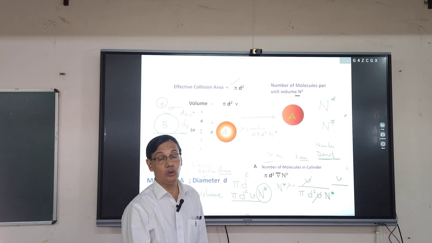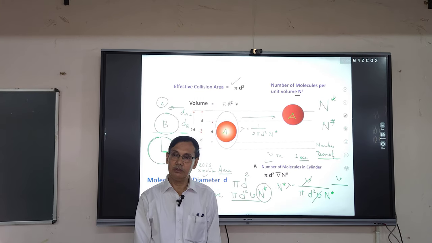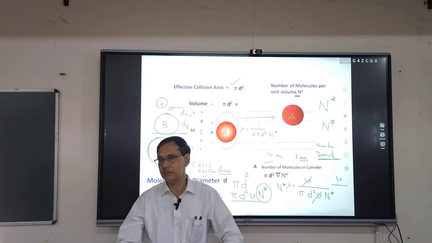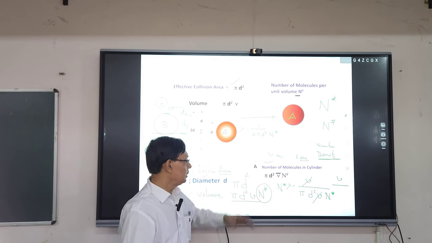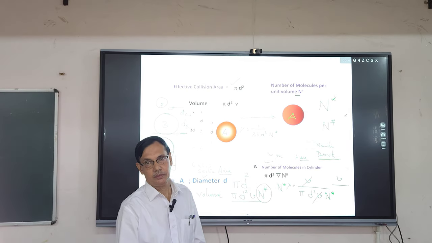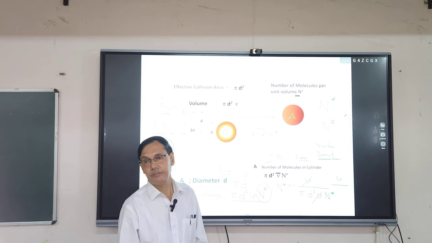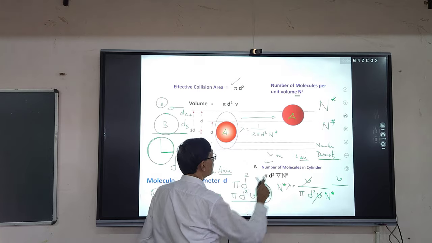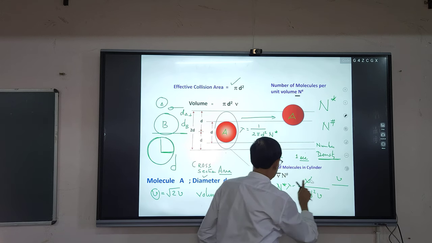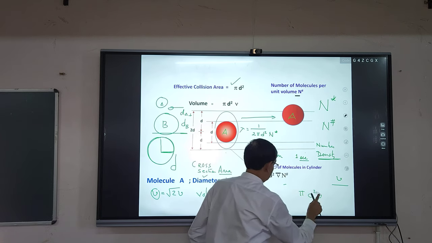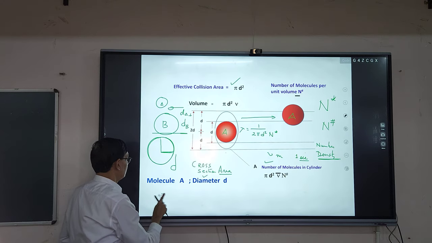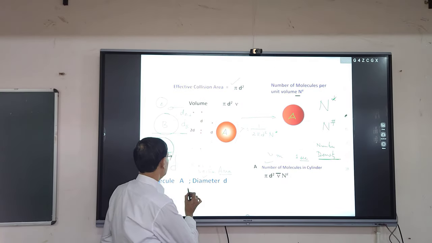But again, our objective is not to know the mean free path. Our objective is to know the value of Z. Now again, here confusion starts. According to the kinetic theory of gases, the number of collisions per unit time is called what I am telling you, number of collision.